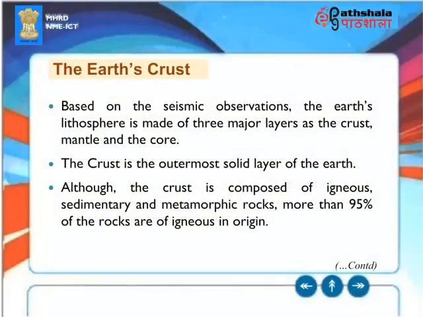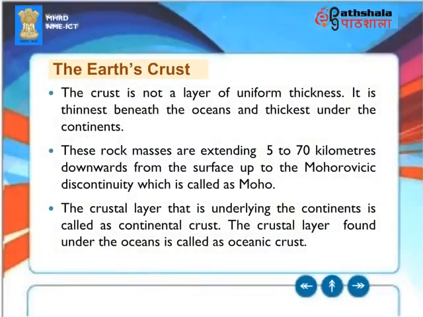The Earth's crust. Based on the seismic observations, the Earth's lithosphere is made of three major layers: the crust, mantle, and the core. The crust is the outermost solid layer of the Earth. Although the crust is composed of igneous, sedimentary, and metamorphic rocks, more than 95% of the rocks are igneous in origin. The crust is not a layer of uniform thickness. It is thinnest beneath the oceans and thickest under the continents.